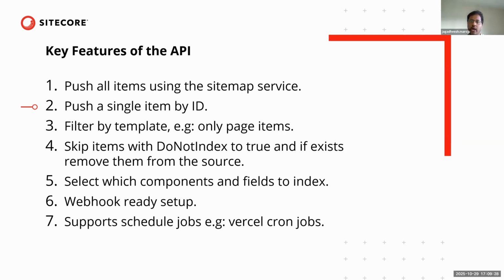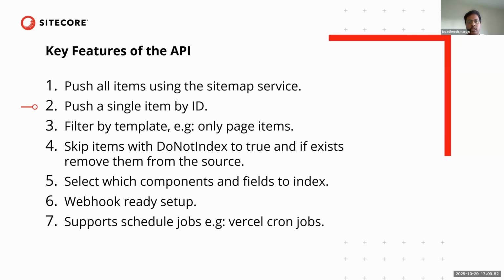And even cooler, I can provide which fields are to be indexed. Let's say there are 2 fields, content and title, and I don't want to index the content field. You can just provide that field, and that will take care of skipping that field's content. And one other thing is that it's also webhook ready. Let's say, with XM Cloud, everything is webhook ready, right?